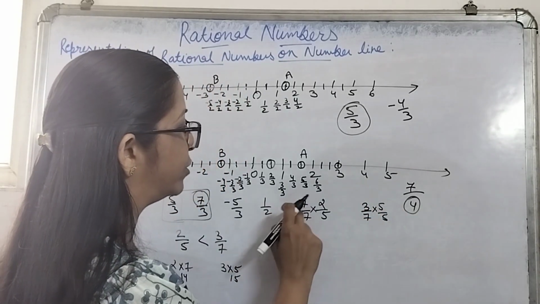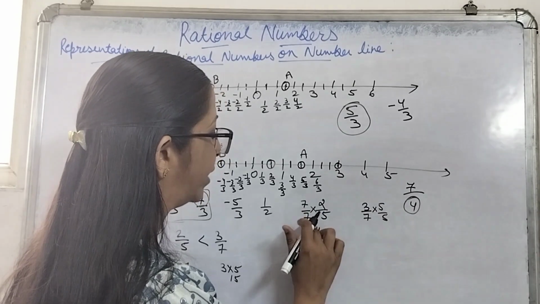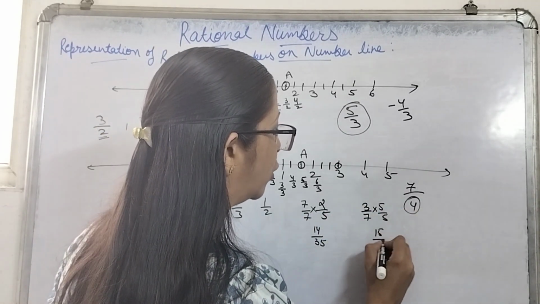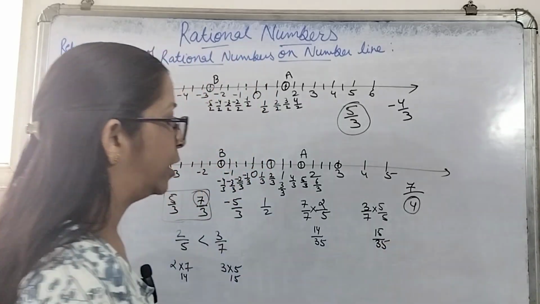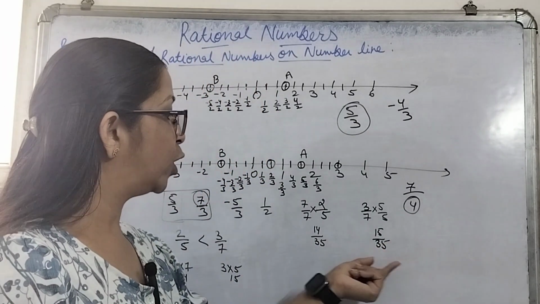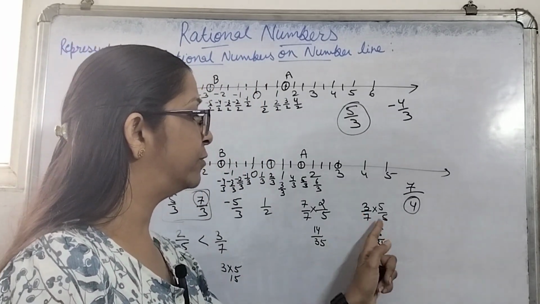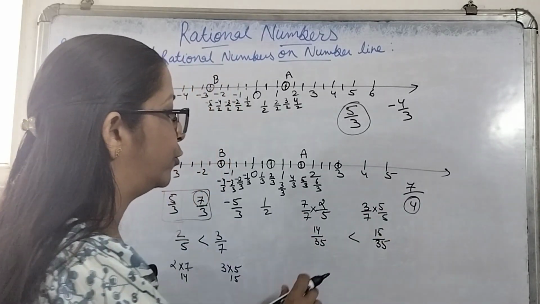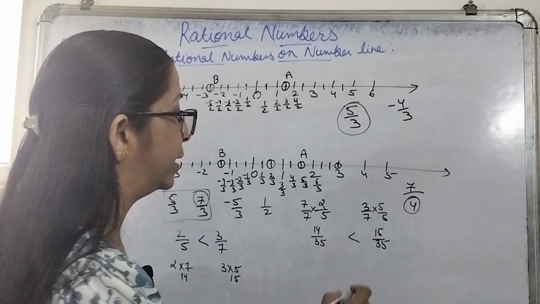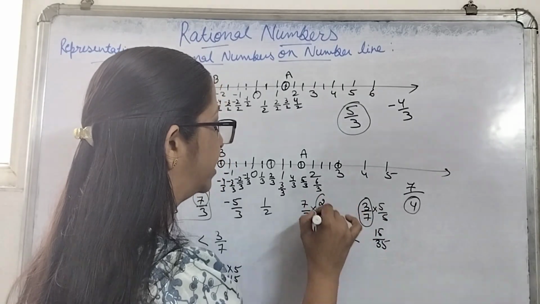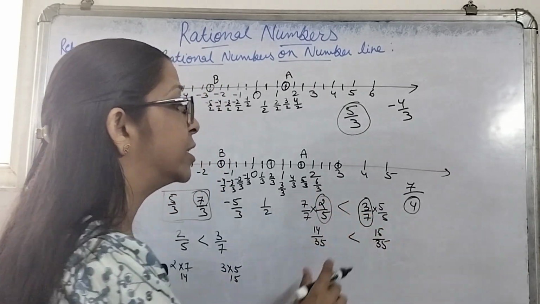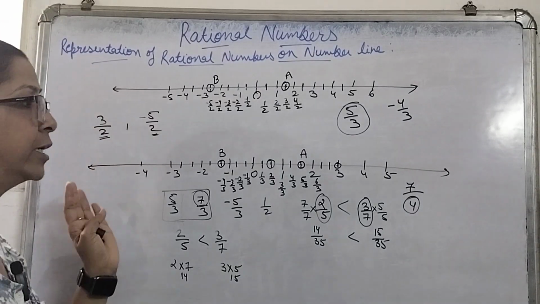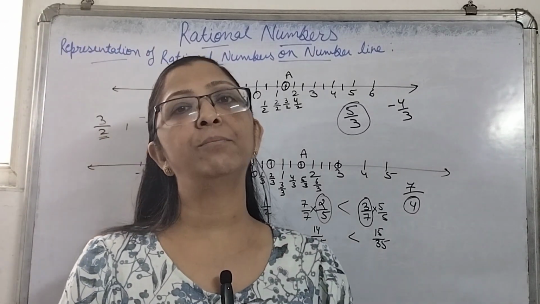In that case, 7 2s are 14 upon 5 7s are 35. This is 3 5s are 15 over 5 7s are 35. Now the denominators are the same, and in the numerators, 15 is greater than 14. So 15 upon 35 will be greater than 14 upon 35, or we will say that 3 upon 7 is greater than 2 upon 5. This could even be one of the methods. So by any of the methods, we can check which number is greater or which number is smaller.